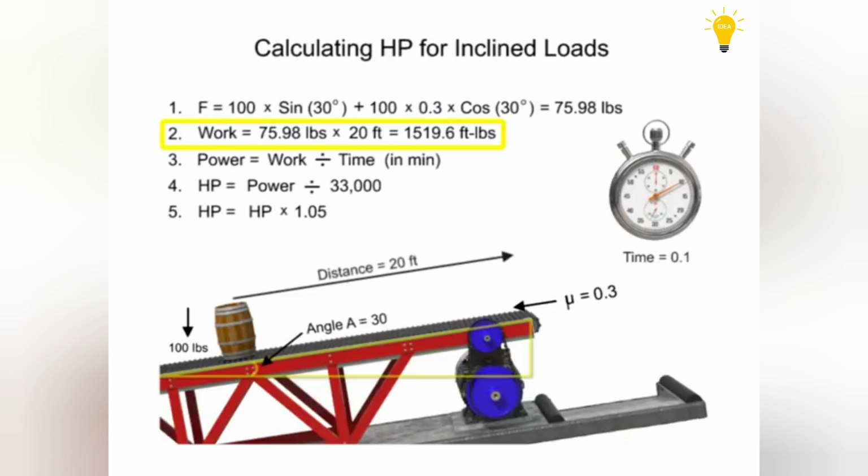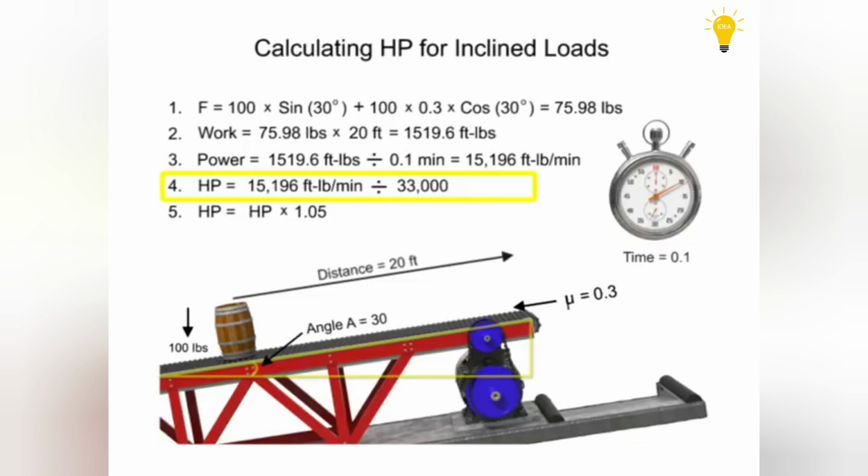1,519.6 foot-pounds. Next, calculate the power by taking the work and dividing by the time, 0.1 minutes. The power is equal to 15,196 foot-pounds per minute. Then convert to horsepower by dividing the result by 33,000. This yields a result of 0.46 horsepower. Finally, add 5% to compensate for estimated friction losses in the motor or cylinder. The final result is 0.48 horsepower.